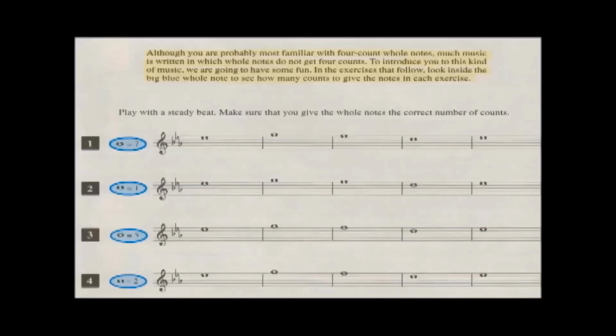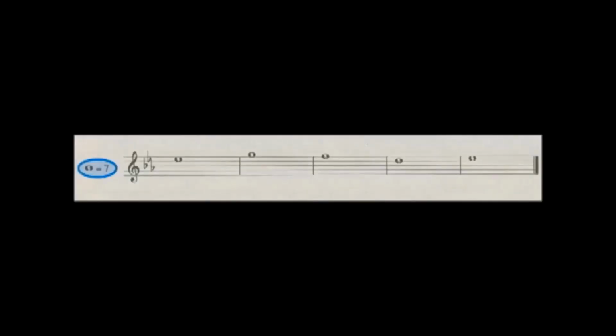We're first going to look at exercise number 1. You'll see to the left of exercise number 1 that the whole note equals 7. What we're going to do is listen to my 7th and 8th grade band, my 2nd and 3rd year players, and they're going to play this for you so that you can hear what that example sounds like. 1, 2, ready, play.